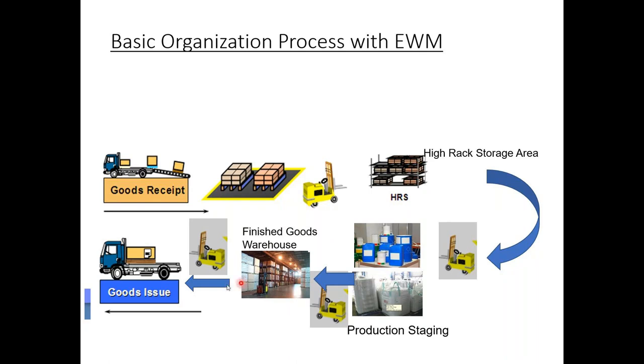And then once you produce the cheese products, you further store it in the warehouse, and then from there you will ship it to the customer. So shipment to the customer from the warehouse, that is SAP sales and distribution integration with EWM. So this is the end-to-end supply chain.